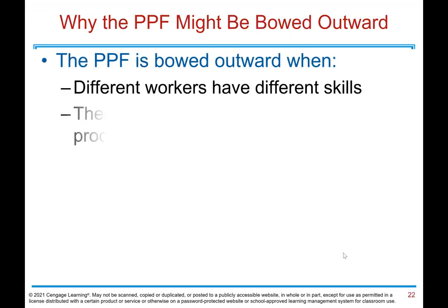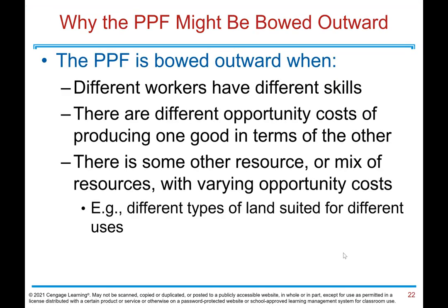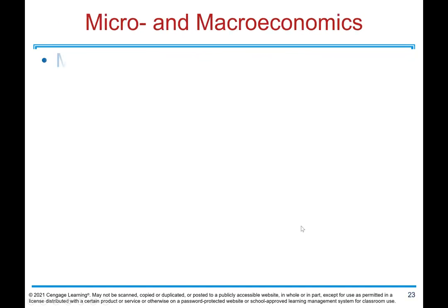The PPF is bowed outward when different workers have different skills. There are different opportunity costs of producing one good in terms of the other. There is some other resource or mix of resources with varying opportunity costs, for example, different types of land suited for different uses.